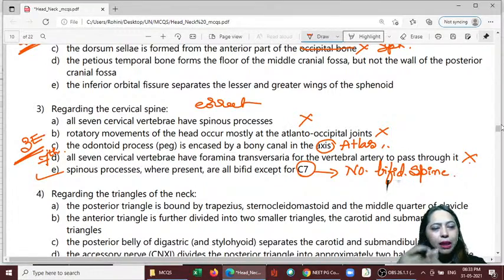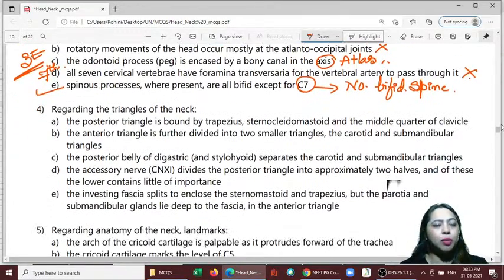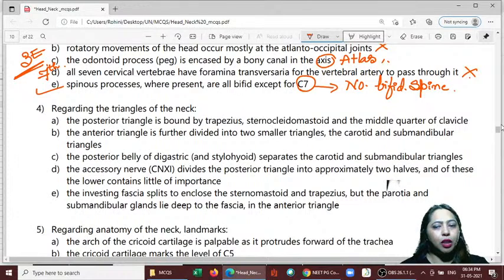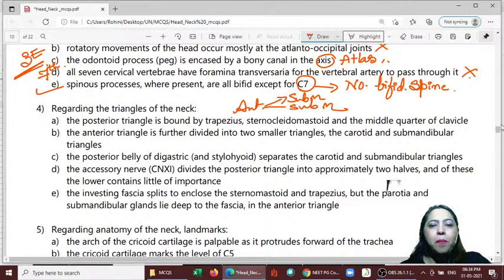Okay. So with all these statements, we'll move on to the next one. That is the 4th one. The 4th one says, regarding the triangle of the neck, there are various triangles in the neck. There is an anterior triangle. There is a posterior triangle. Again, anterior is divided into submental, submandibular, carotid, muscular. All these are present.